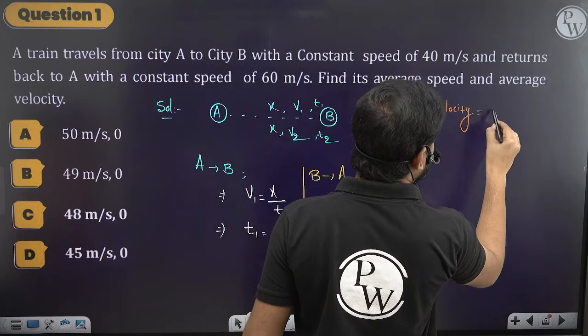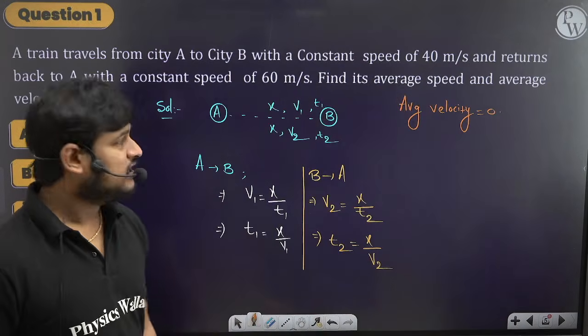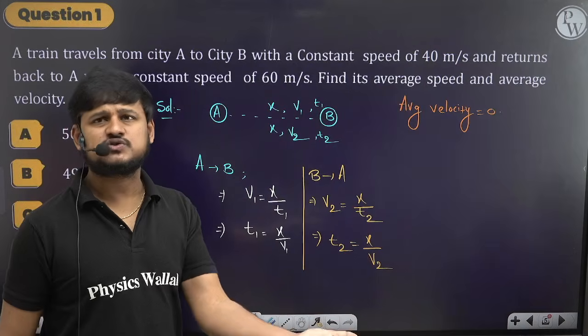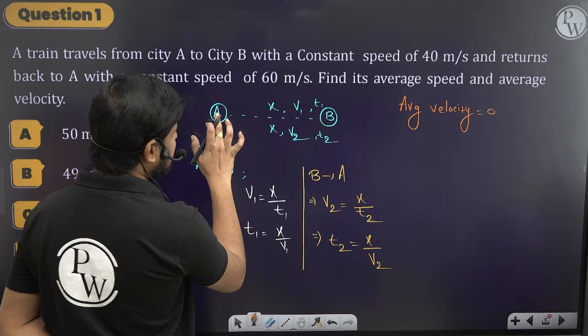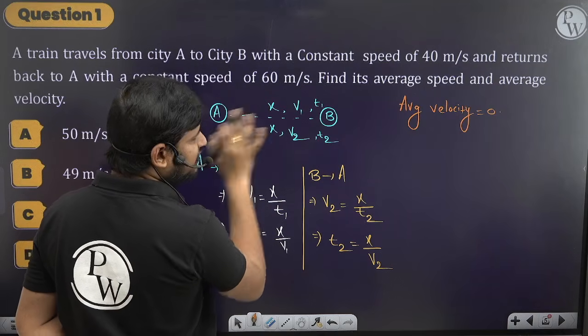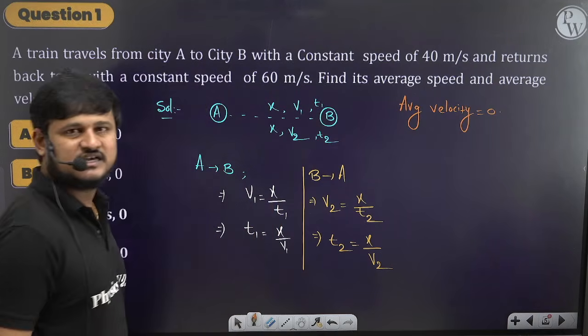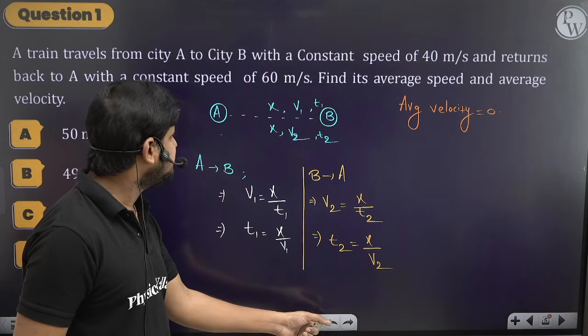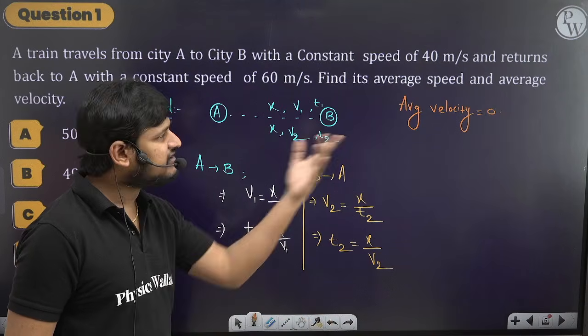Average velocity is going to be 0. Why? Because the initial and final positions are the same, so the displacement is going to be 0. Yes or no? It's starting from city A and moving to city B, again returning to city A. So the initial and final positions are the same, so the displacement is 0, and the average velocity is 0.